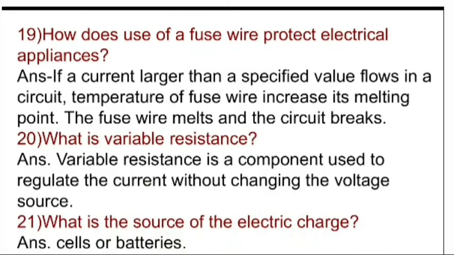How does the use of fuse wire protect the electrical appliances? If a current larger than the specified value flows in the circuit, the temperature of the fuse wire increases to its melting point. The fuse wire melts and the circuit breaks. In this way, the fuse wire protects the electric appliances. What is variable resistance? Variable resistance is a component used to regulate the current without changing the voltage source. What is the source of the electric charge? The source of the electric charge is cells or batteries.